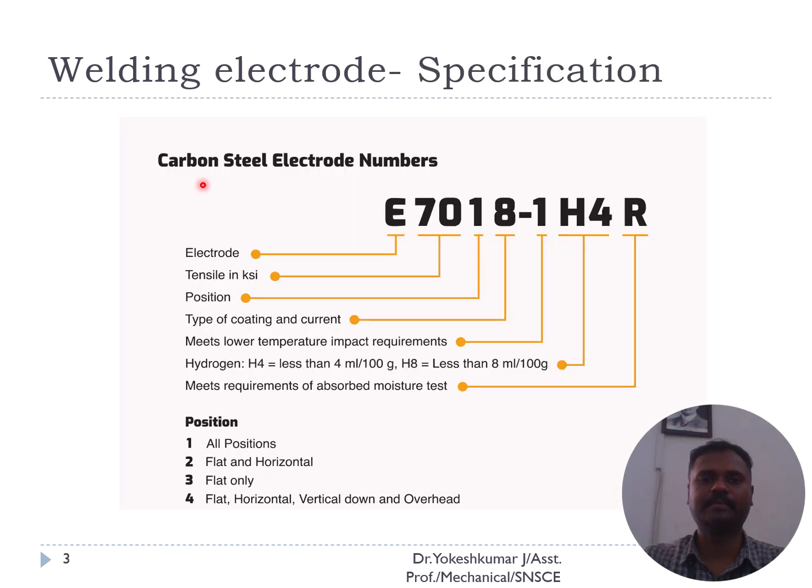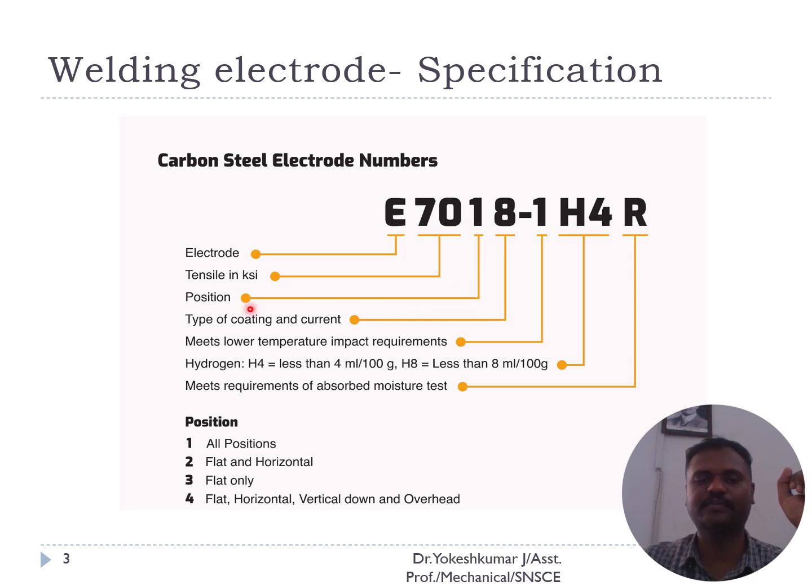So this is the broader specification of a welding electrode. Here I have specified the carbon steel electrode which is used in the arc welding process. Here we have a specification that starts from E7018-1H4R. This E stands for electrode, and the number 70 stands for the tensile strength of the weld joint in terms of KSI.